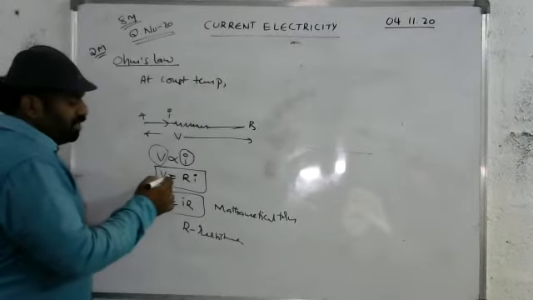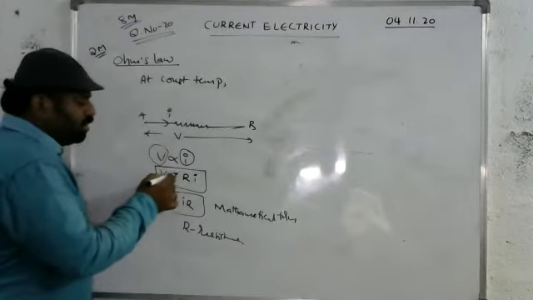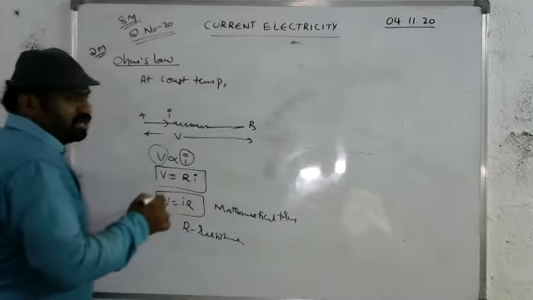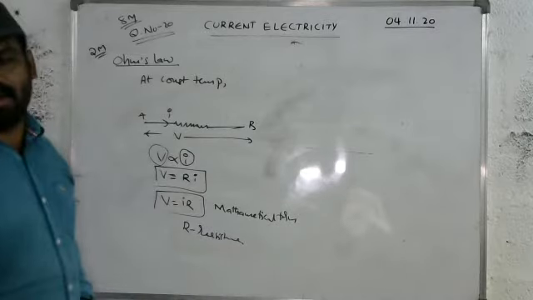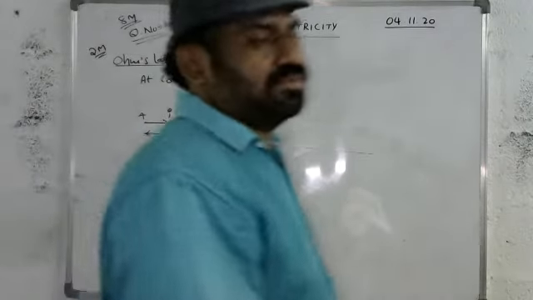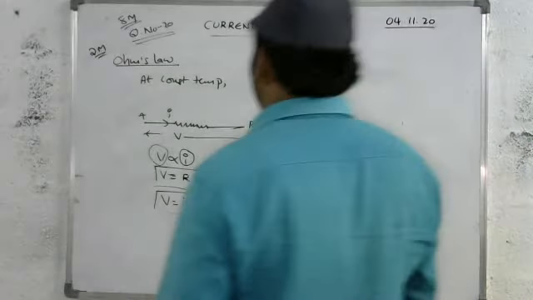From this we can write V is directly proportional to I. If you want to remove the proportionality constant, you can keep an equals sign and the constant R. V equal to IR. So what is the mathematical form of Ohm's law? V is equal to IR is the mathematical form of Ohm's law.